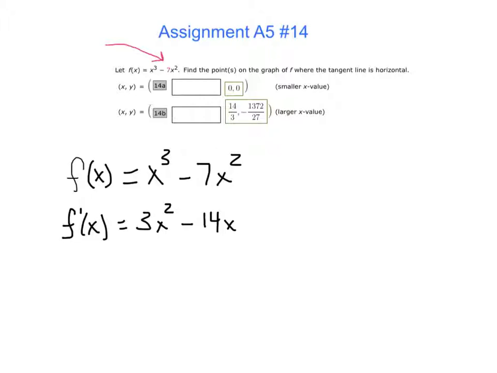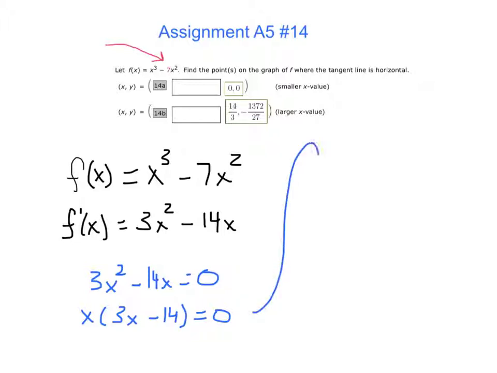To find the places where the tangent is horizontal, we're going to set the derivative equal to 0 and solve. This is a quadratic, so our best chance is to factor. Looks like I can factor an x out of this, and it factors as 3x minus 14 times x. And we're going to use the zero product property to figure out that either x equals 0 or 3x minus 14 equals 0.